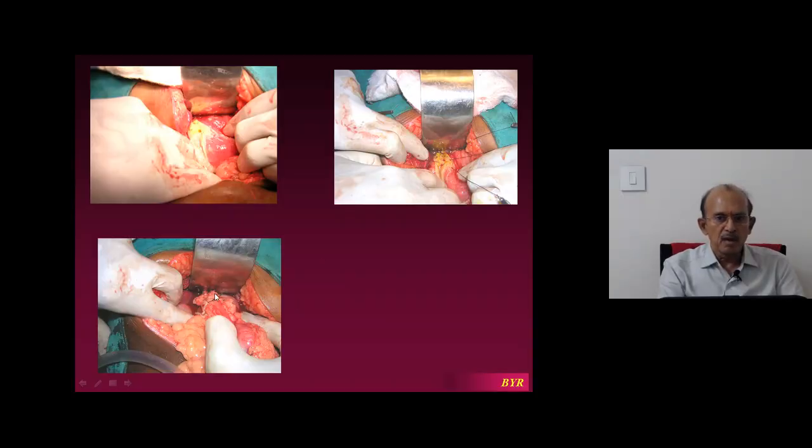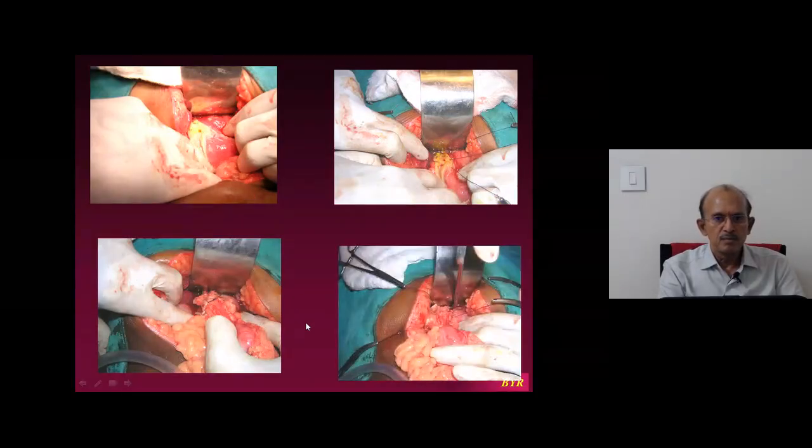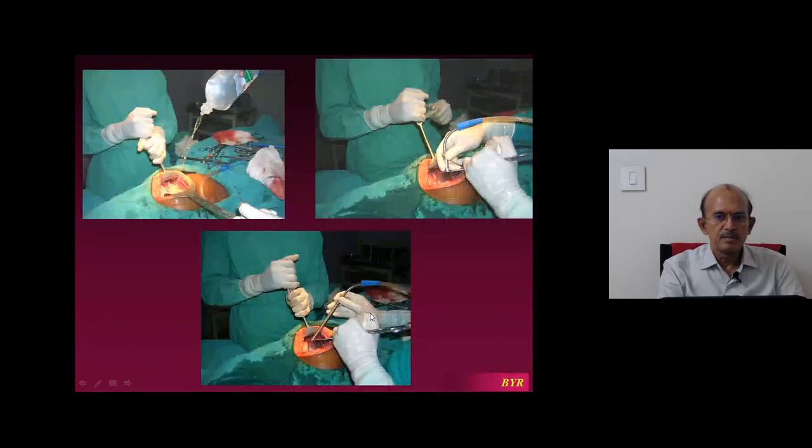Then the omentum is brought there and it is sutured in place. Then you take Ringer lactate solution, pour it into the abdominal cavity, and you thoroughly wash and suck away all the fluid. And again pour Ringer lactate and suck it out. Like that you do it for 2 or 3 times.